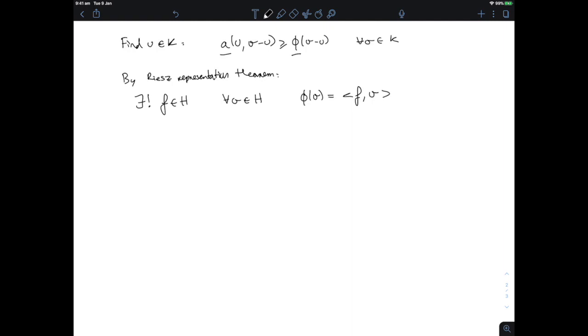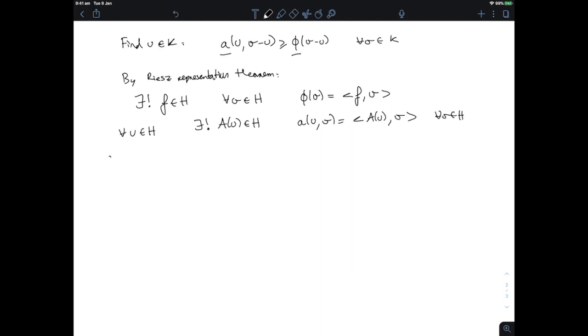Now, on the other hand, given a u in H, whatever that u may be, we can also find an element of H, let's call it a of u, that represents the linear map v goes to a of u comma v, because a is bilinear. So we can find an element au in H such that a of u comma v is the inner product of a of u with v. That's another application of the Riesz representation theorem. That's for all v in H.